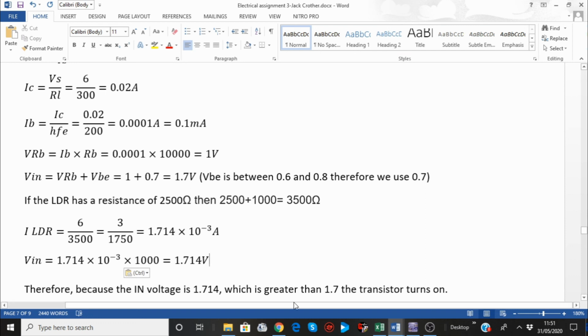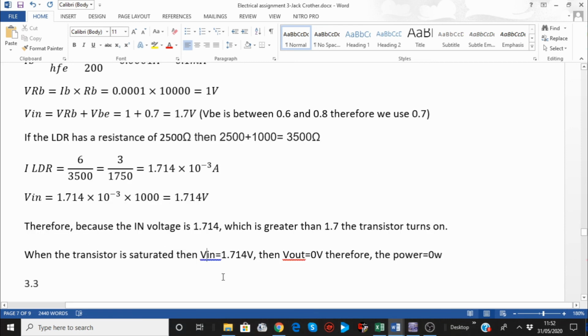Therefore, because it's greater than what we calculated here, 1.7 volts, you need to turn this on, and at 200 lux you have 1.714 volts, so it's greater, so it does turn the transistor on. Now it asks how much power is dissipated in the transistor, not the load, the transistor.